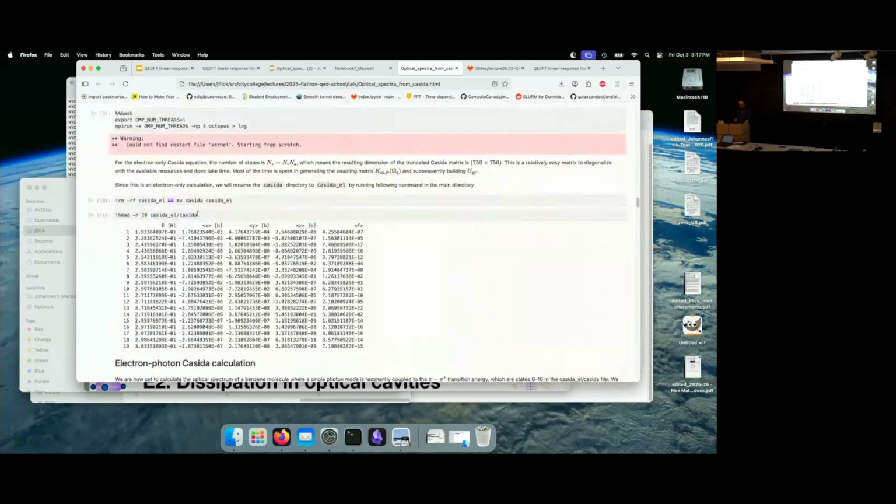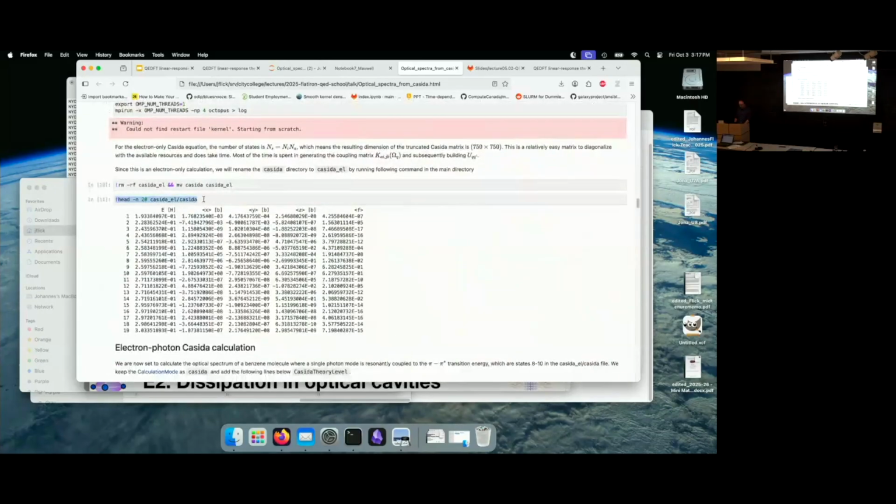And then again, we always look at output files. In particular, the important one here is this Casida. So you can take a look at your folder structure. You will find this file, which is just a folder, and the output file is Casida. This Casida file is where the information is about our Casida calculation.